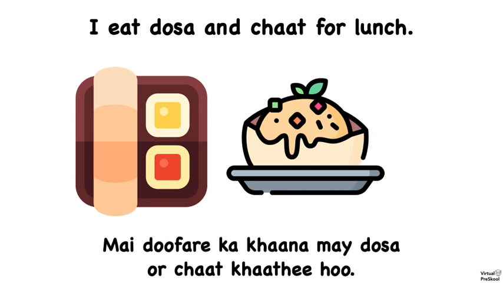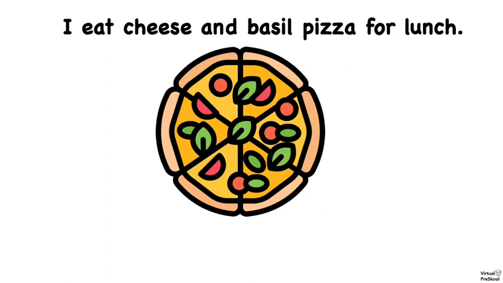मैं दोपहर का खाना में डोसा और चाट खाती हूँ. What about this one? I eat cheese and basil pizza for lunch. So here again, we're adding detail. What kind of pizza? Cheese and basil. And we're just going to use the English words for cheese and basil for this sentence. So this should be pretty easy. How would we say this in Hindi?